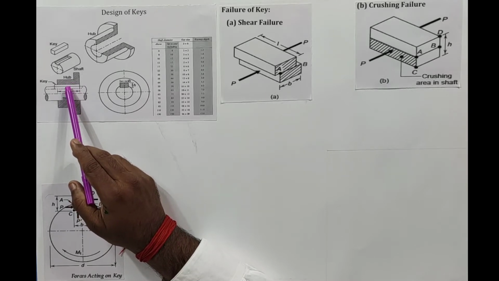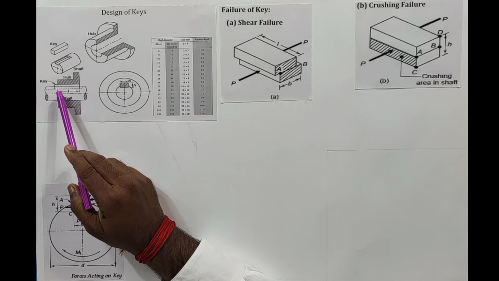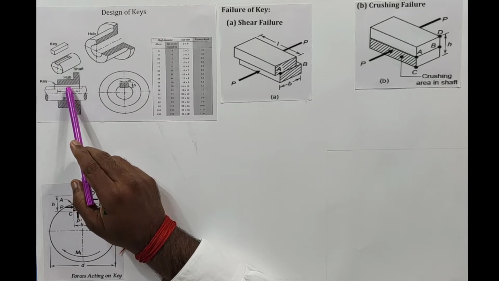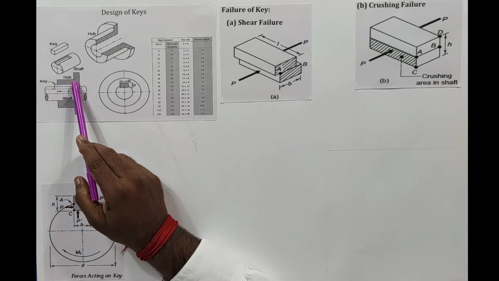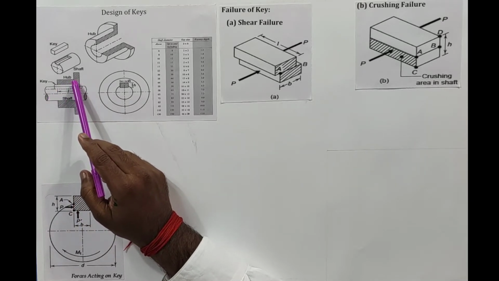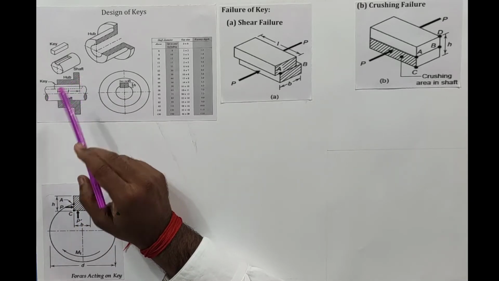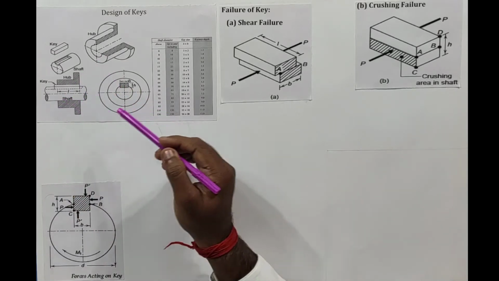Therefore, I told you key is nothing but an intermediate part which will transmit motion, power, and torque from shaft to the hub. So that is the exact feature of the key. Now this is about the key.